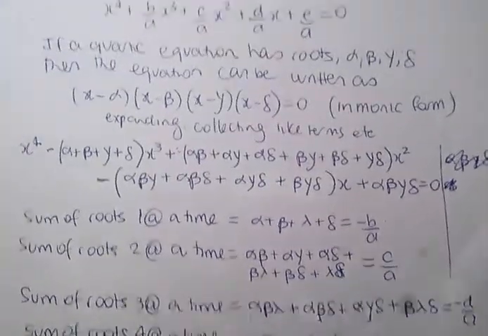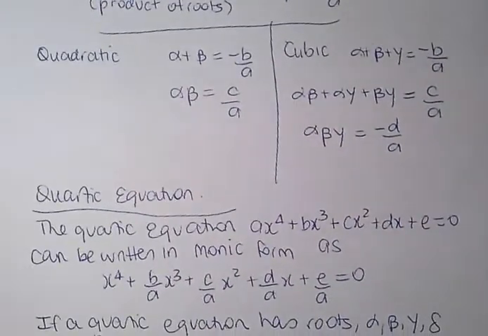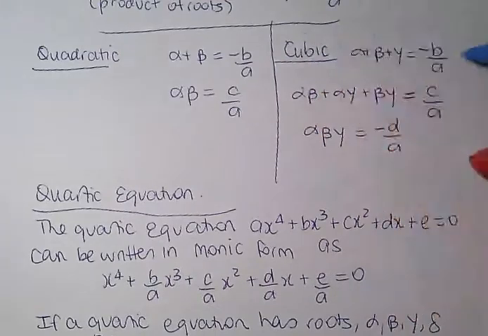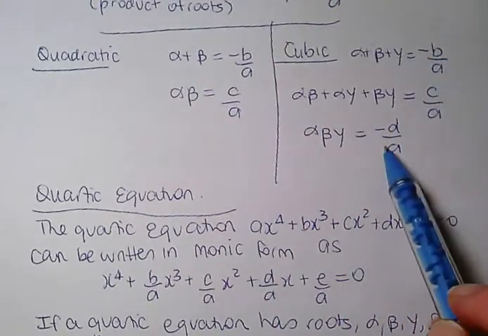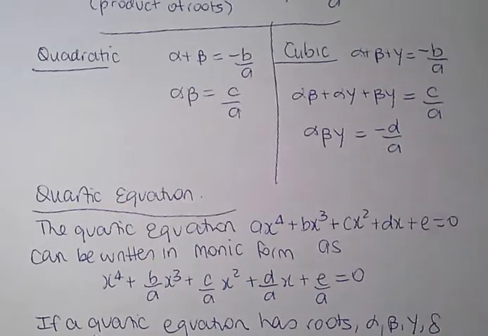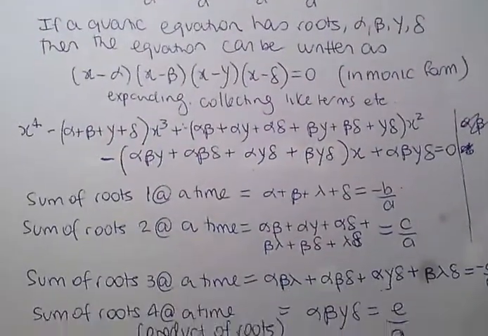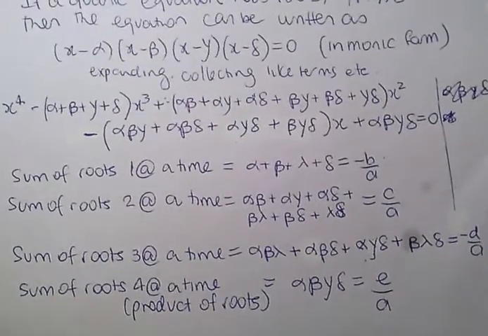Okay, always starting with minus B on A, look at your cubic as well and your quadratic. Minus B on A for 1 at a time, then C on A, then alternating negative, positive, negative for your cubic, minus D on A. Okay, hopefully you should be able to remember those.